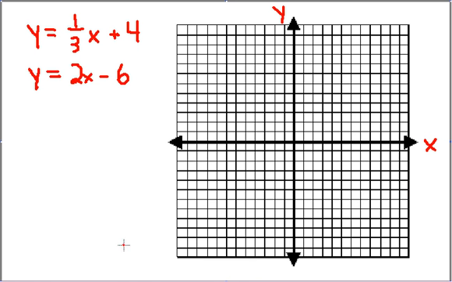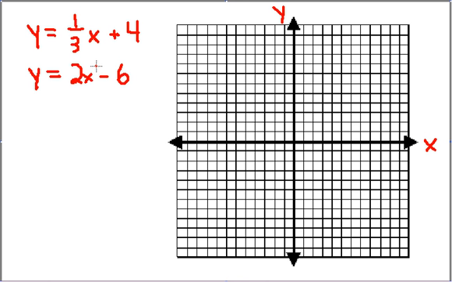Over here on the next screen, we're going to take a look at two more equations, but they're in slope-intercept form. If you remember from several sessions ago, the slope-intercept form of an equation is where you have y all by itself on the left-hand side, and that equals some constant times x plus some other constant.